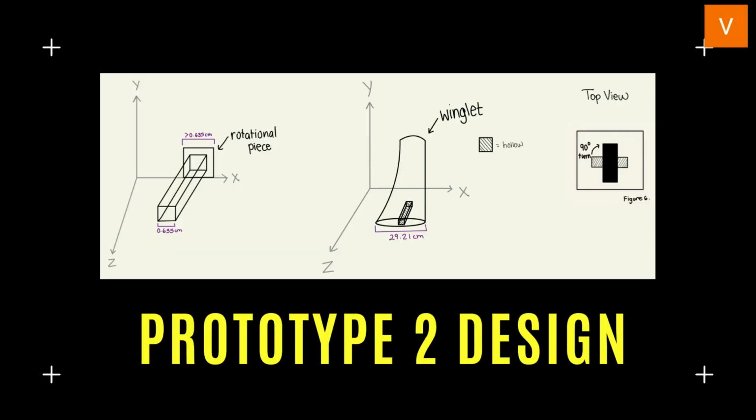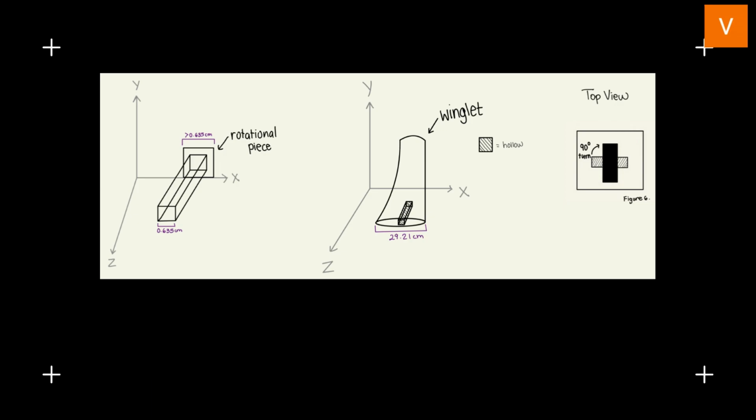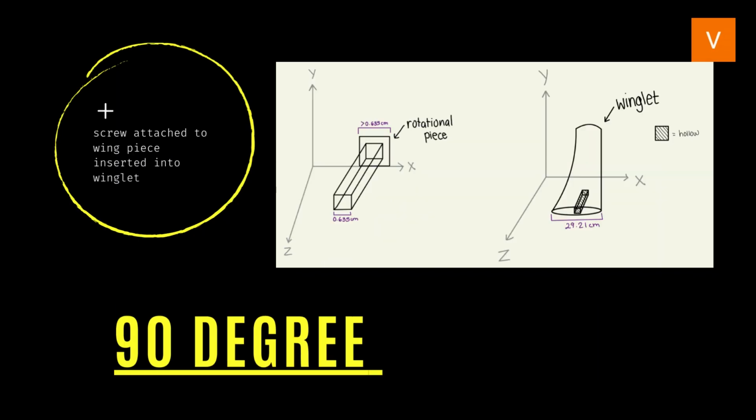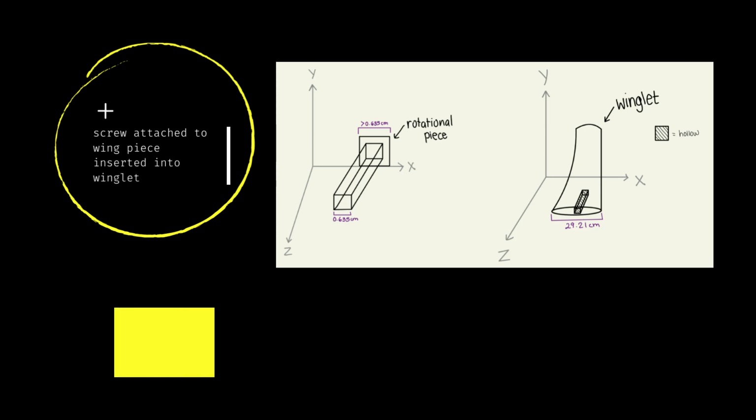The second design involves attaching a screw shaped with a Phillips head or a key to the wing, also cutting a hole in the winglet that matches the shape of the screw that was attached to the wing piece. The screw is then inserted into the winglet and twisted to lock it into place.